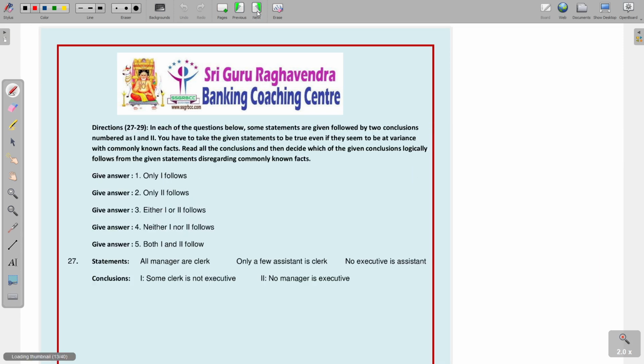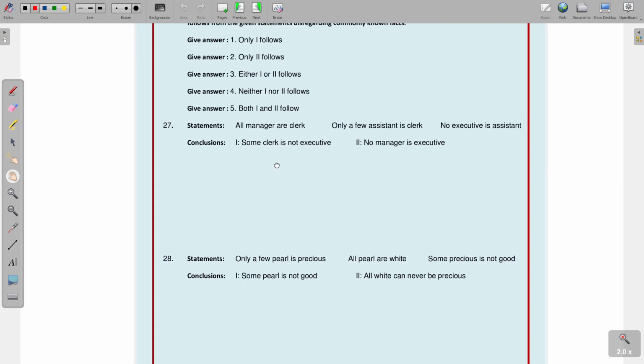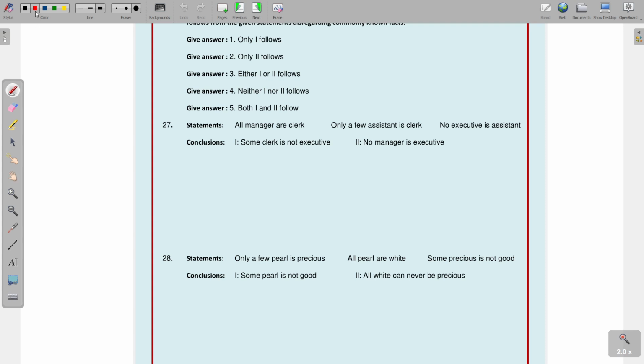Next, only one follows, syllogism. Statement 1, question number 27. All managers are clerks. Next, only a few assistants are clerks. No executive is an assistant. So some clerks are not executives, which follows. No manager is executive, so does that definitely follow?